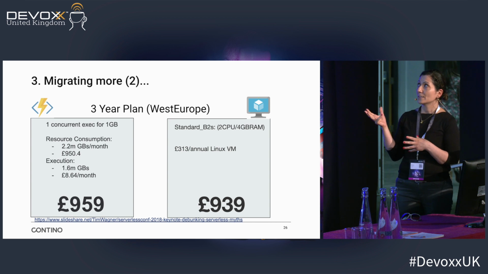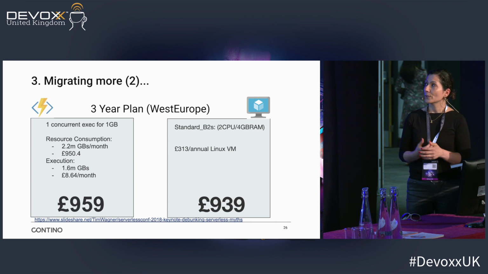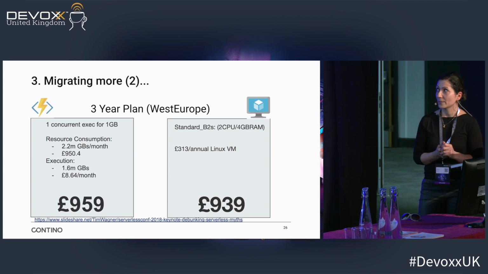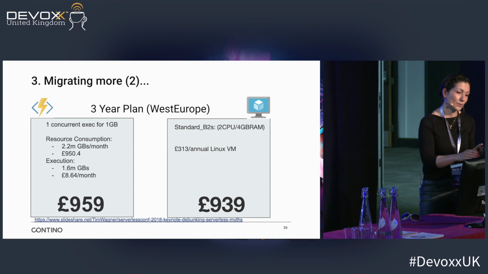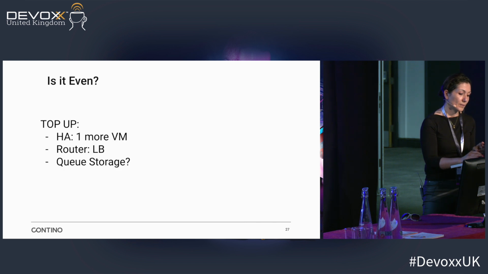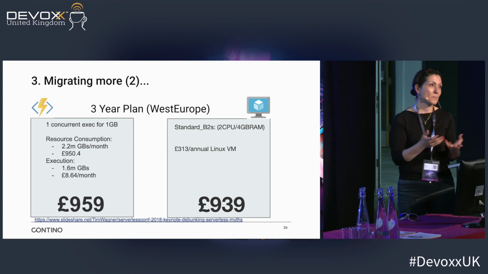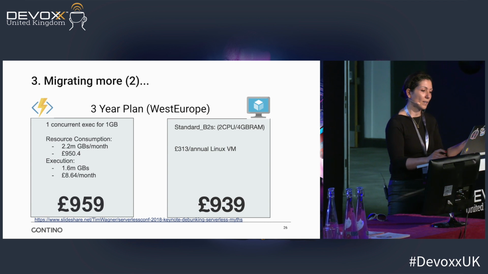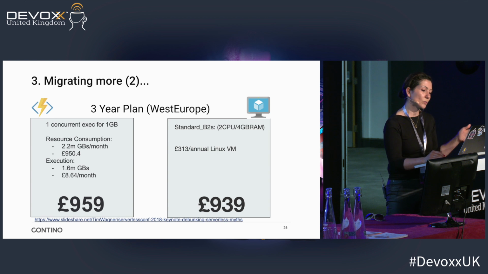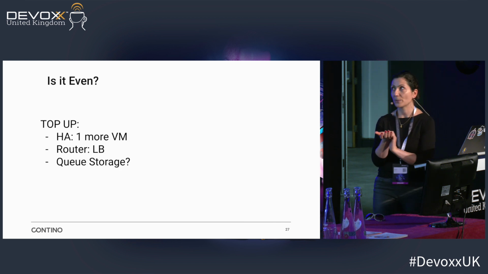The other option was a standard VM with 2 CPU, 4 gig RAM. It's annual 313 pounds, which for 3 years is 939. So, thinking that serverless is a bit more expensive than the normal offering, I would be better off with my IaaS solution, which I don't have to take care of. Serverless is not really cheap at scale.